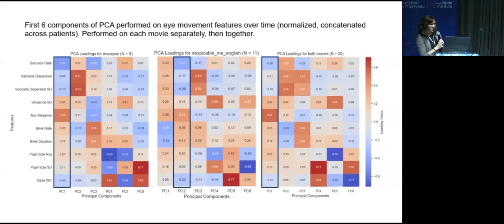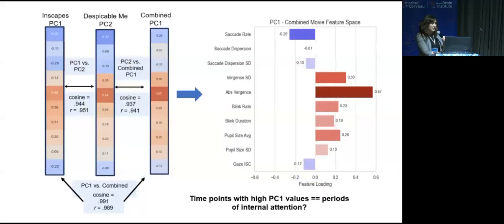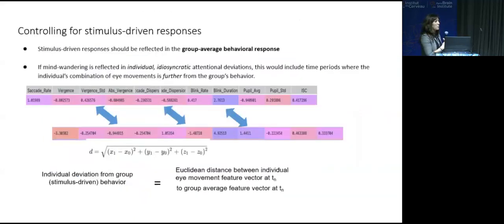I fell out of my chair. And then if you combine those feature spaces, you get that as the first PC. It looks like it might index internal attention. Saccade rate loads negatively onto it. Gaze disparity loads positively onto it. Gaze intersubject correlation loads negatively onto it. So is that internal attention? It really looks like what we would have expected. Wow, things usually don't work out that nicely.